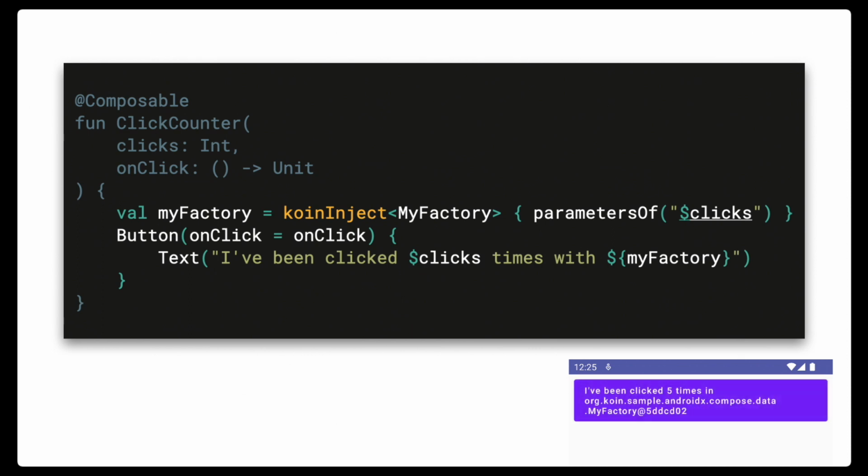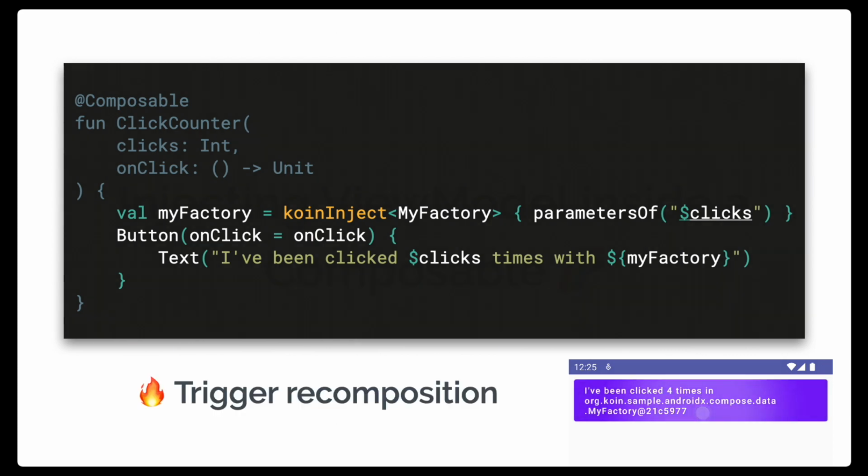That means, for example, here we are passing the clicks as a parameter of our factory, and this component is then injected inside the constructor of my factory. You can see on the samples below that it's triggering recomposition.